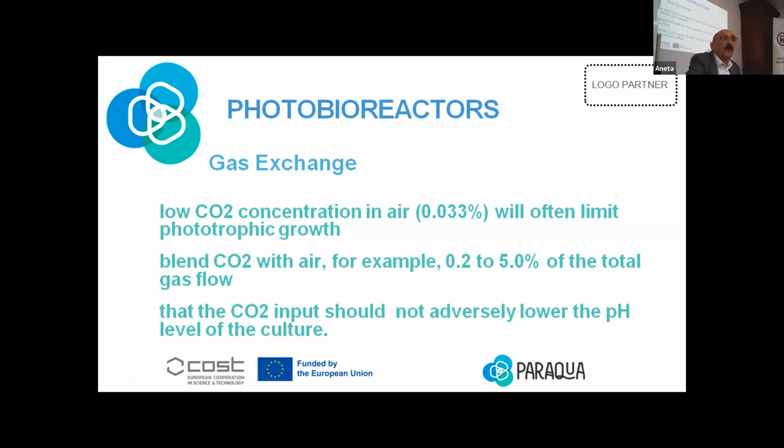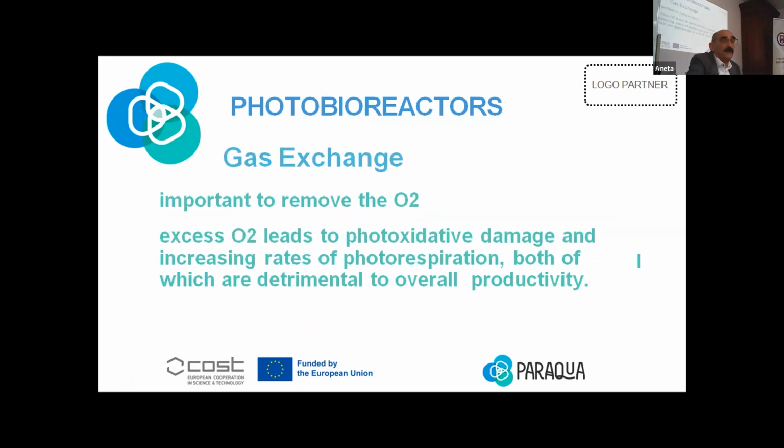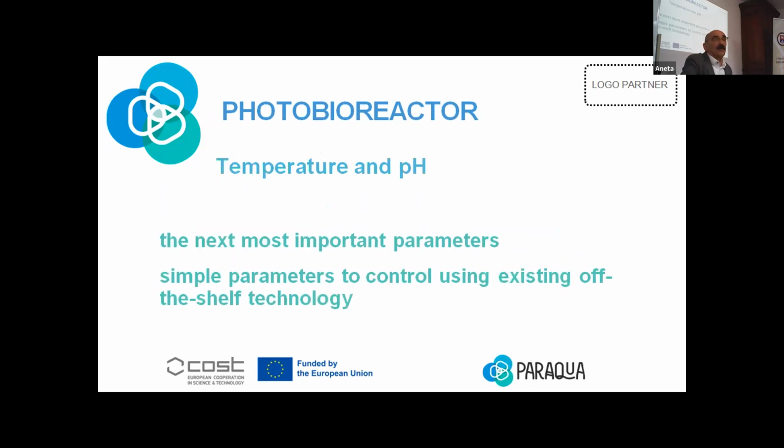So you have to control the flow of CO2 and pH in the culture, so you can balance that. Important is to remove O2. Of course, the oxygen will be produced there, and the excess of oxygen will lead to photooxidative damage, increase the rate of photorespiration, and that will suppress the overall productivity. So somehow O2 has to be removed.